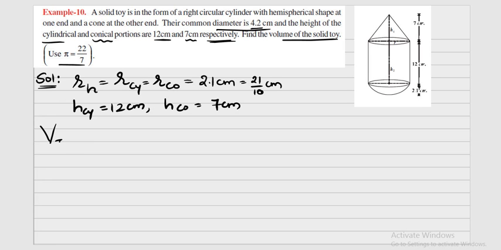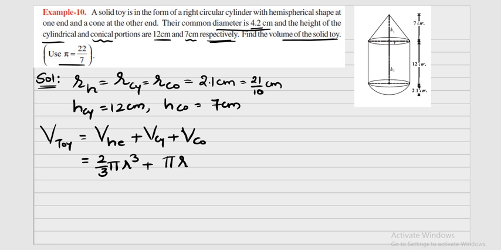Now directly, volume of toy. Volume of toy is nothing but volume of hemisphere plus volume of cylinder plus volume of cone, right? These three volumes I need to consider here. Volume of hemisphere, what is it? 2/3 pi r cube, plus volume of cylinder is pi r square h, plus volume of cone is 1/3 pi r square h, right?